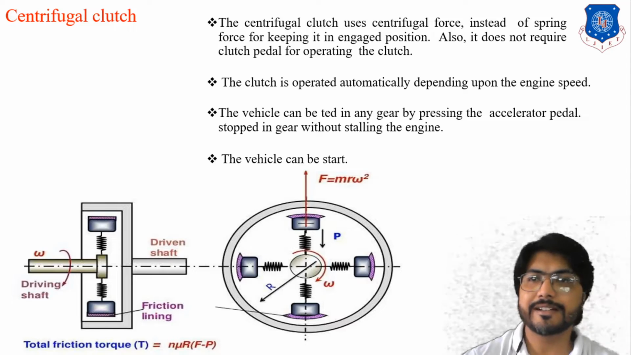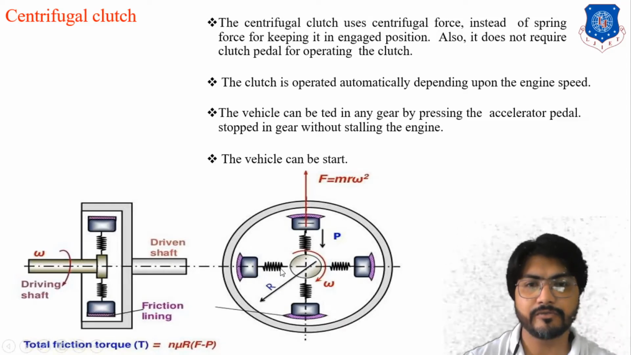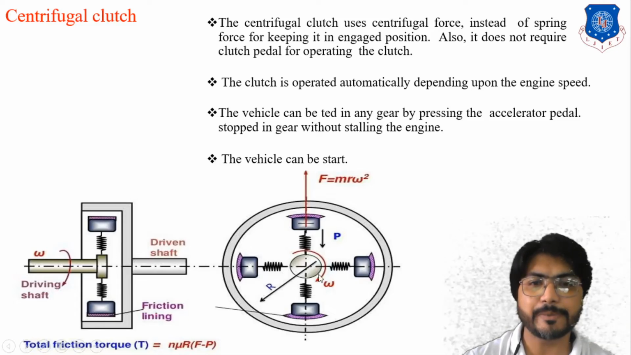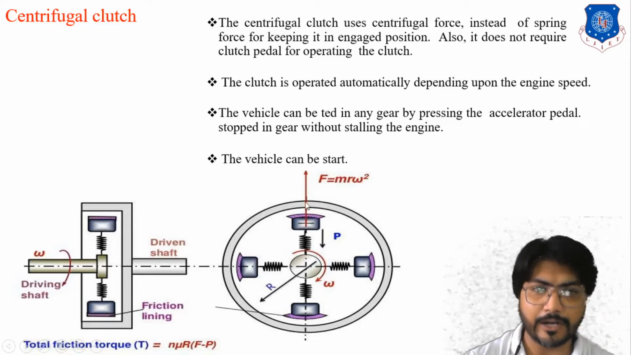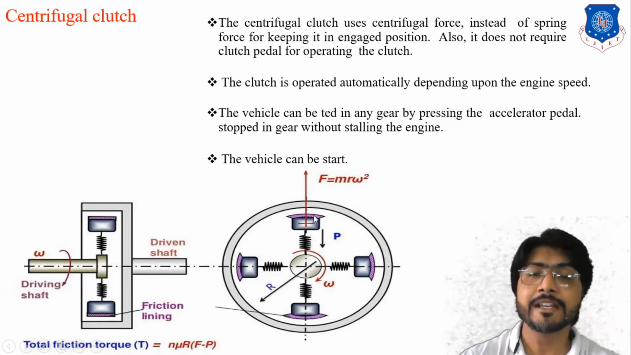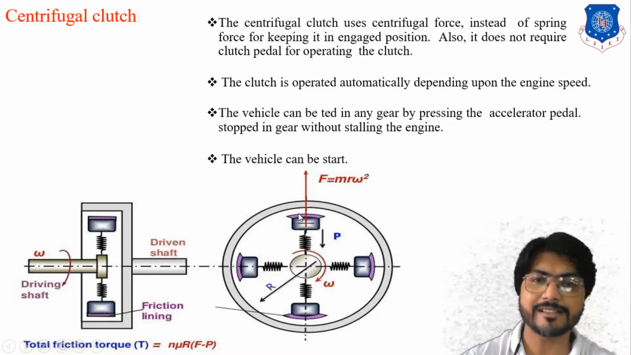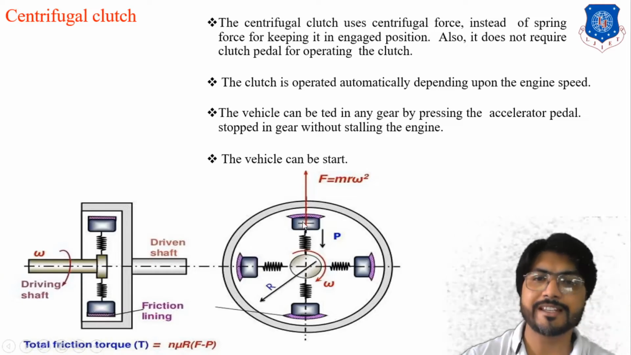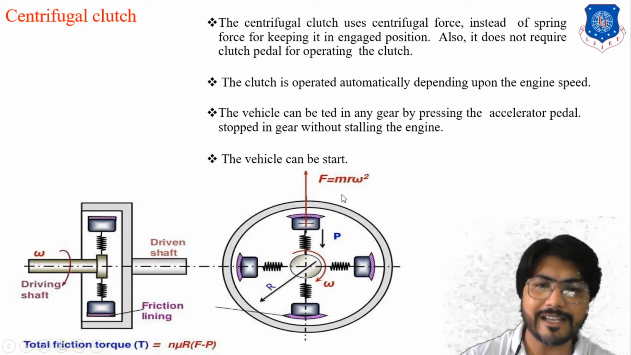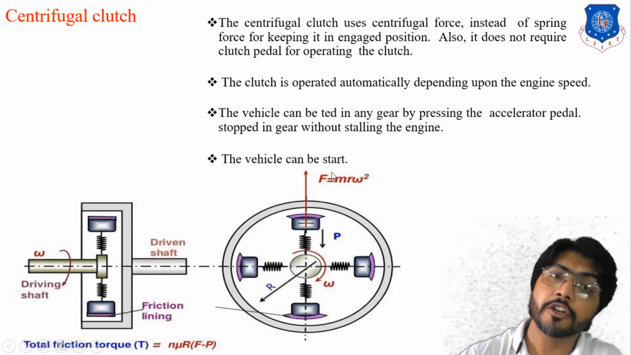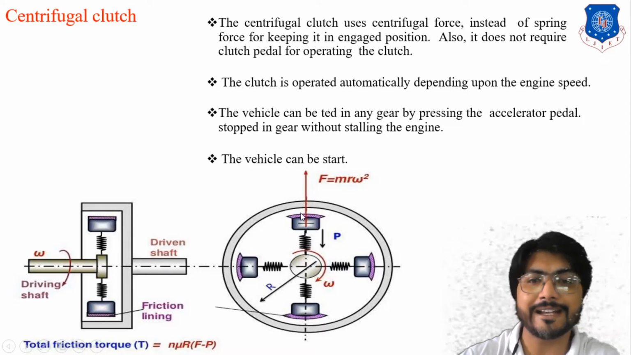Here is the diagram of the centrifugal clutch. This is the front view, and this is the side view. How does it work? When you increase the speed, omega, of the vehicle, the brake pads move outward. This is the outer drum, and this is the clutch lining material. When speed increases, the shoes move outward against the spring force, which balances m r omega square. As omega increases, a huge amount of force is produced and acts on this drum.